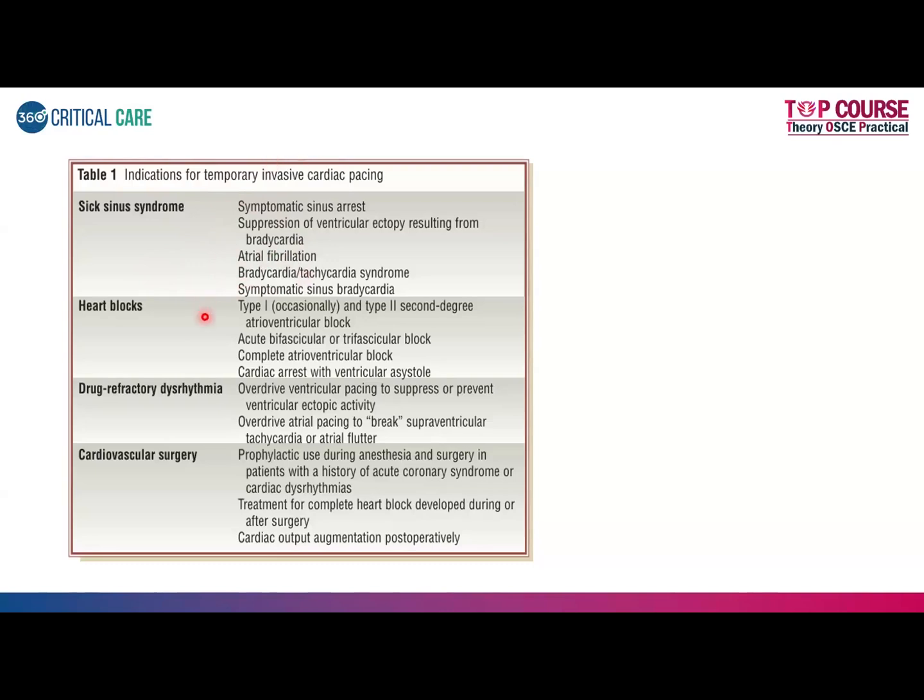Heart block. Type 1 and 2, usually these are not the class 1 indications. Type 2 symptomatic secondary heart block is actually a class 1 indication. And acute bifascicular or trifascicular block, complete AV block or cardiac arrest due to a ventricular asystole. Drug refractory dysrhythmia, when there is an overdrive ventricular pacing to suppress or prevent ventricular ectopic activity, or pacing to break the supraventricular tachycardia or atrial flutter, then also it is used, and it can be used post cardiovascular surgery.